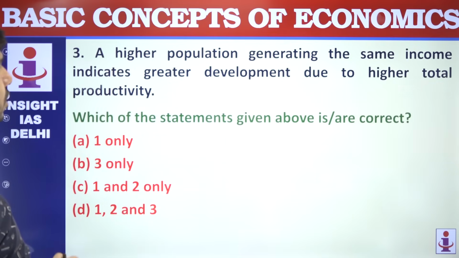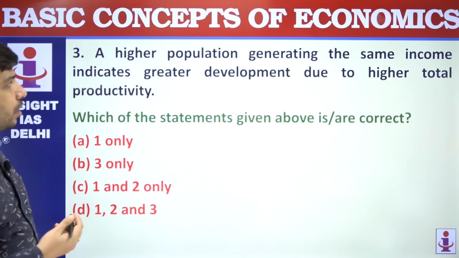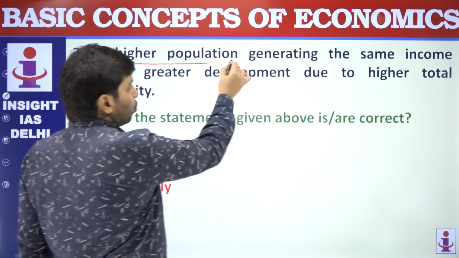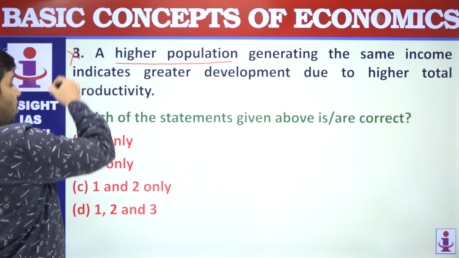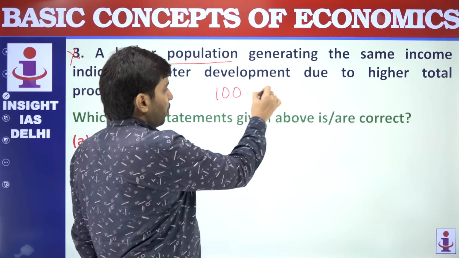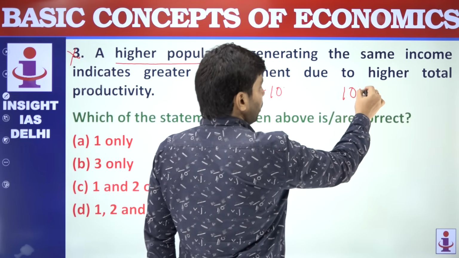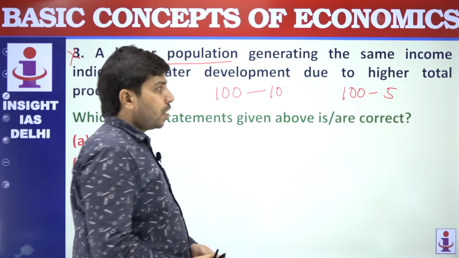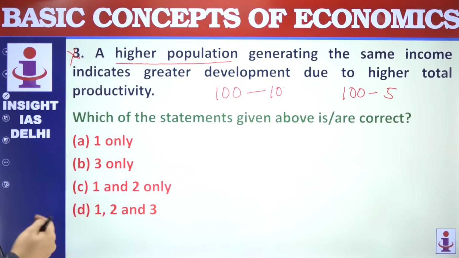A higher population generating the same income indicates greater development due to higher total productivity. This statement is a trap. It appears very genuine, that the population is more and they are generating the same amount, so productivity is higher. This is not correct, because to generate the same amount, if 100 people are involved or 10 people are involved versus 5 people, the productivity will be higher where fewer people are involved, not here. So this statement is not correct. Correct statements are only 1 and 2.